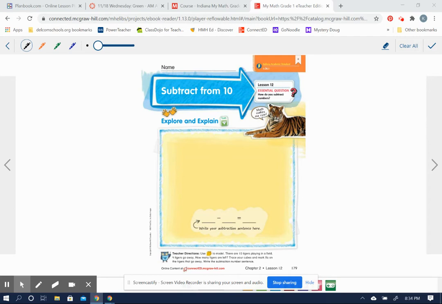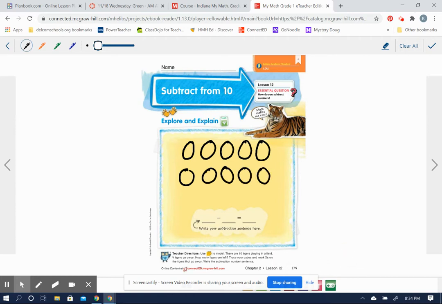The story that goes with this page says that there are 10 tigers playing in a field. 4 tigers go away. How many tigers are left? So we need to start out by drawing our 10 tigers. You go ahead and draw 10 tigers on your paper. All right, and then it said that 4 tigers went away. So we need to put an X on 4 of them.